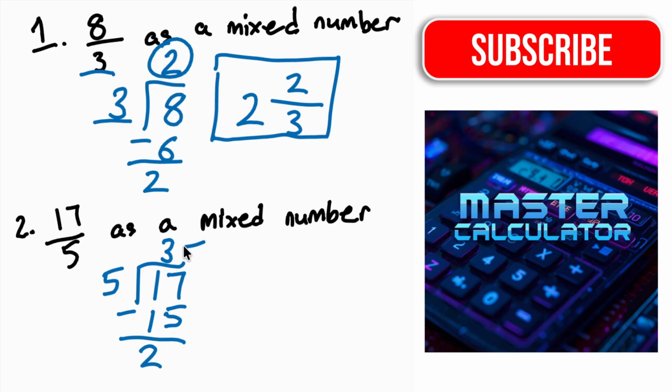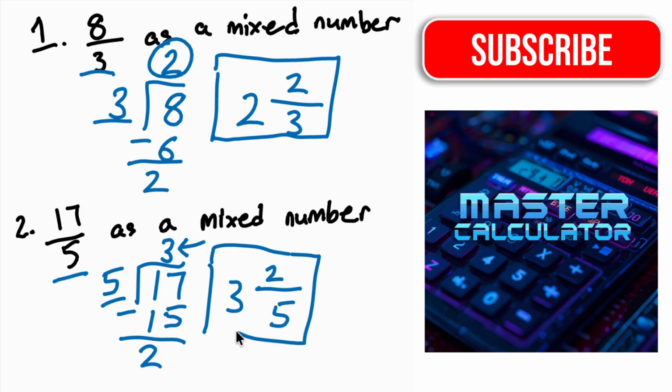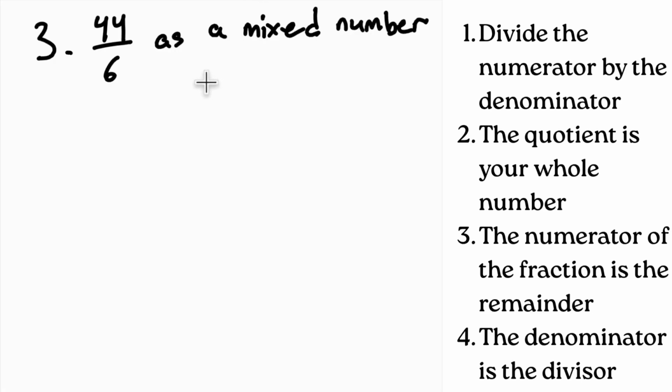So our whole number, which is right here, is 3, because that's the maximum number of times 5 can go into 17. Then we have a remainder, which is 2, that goes up here. The denominator stays the same, 5, so it stays 5. So 17 over 5 as a mixed number is 3 2/5. Okay, let's try one last problem. This is a challenge problem, so pause the video if you want to try it yourself.